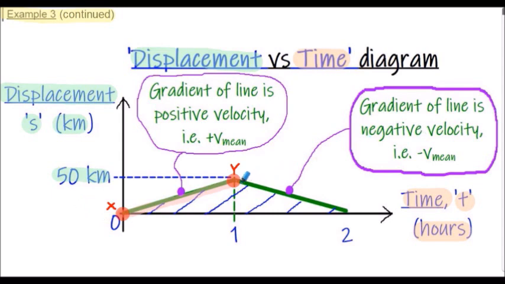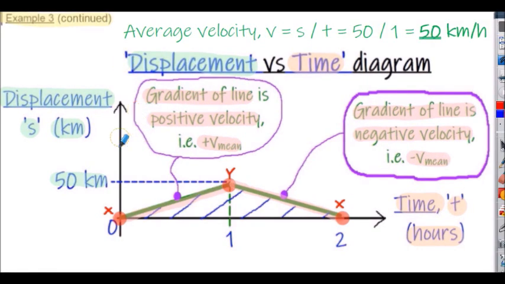But note now the gradient of the line changes its sense. From the return journey from station Y to station X, the displacement decreases back to 0 when we're again at station X. So considering the gradient of the line between X and Y, this is a positive gradient, and that relates to a positive mean velocity in this case. However, the gradient of the line between stations Y and X is now a negative gradient, so the velocity now will be in a negative sense.